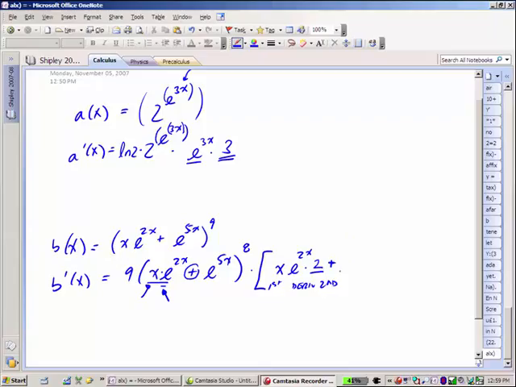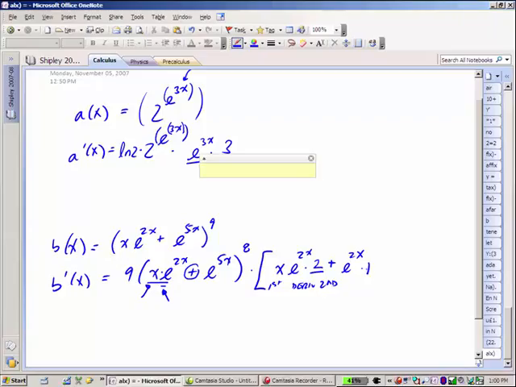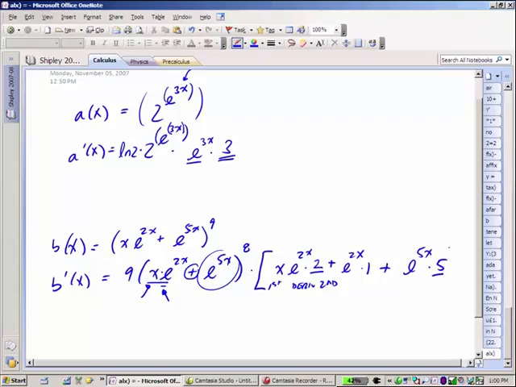First times the derivative of the second, plus the second, which is e to the 2x, times the derivative of the first, which is 1. I usually wouldn't write the 1, but because it's helpful to see it, I'm going to write it. Then e to the 5x times 5. So that's the product rule. Plus now I have to do the derivative of e to the 5x, which is e to the 5x, and then chain on the 5. That's a chain, and we're finished.